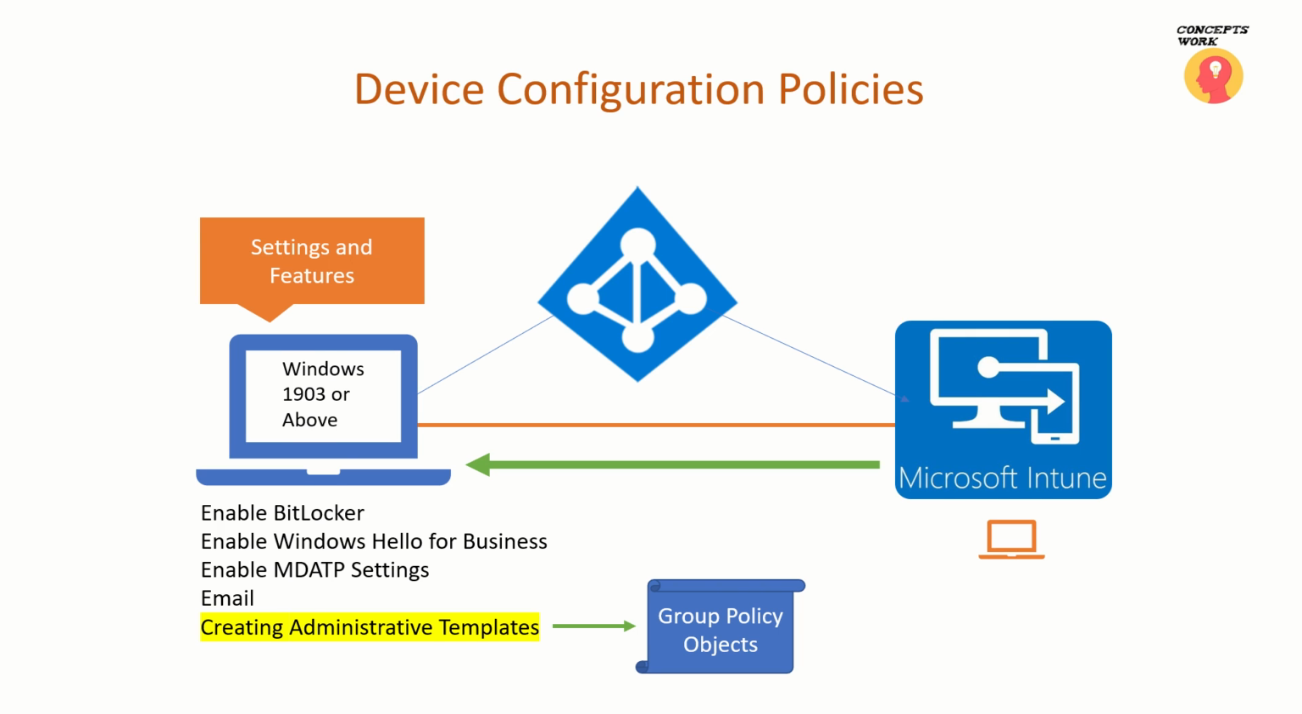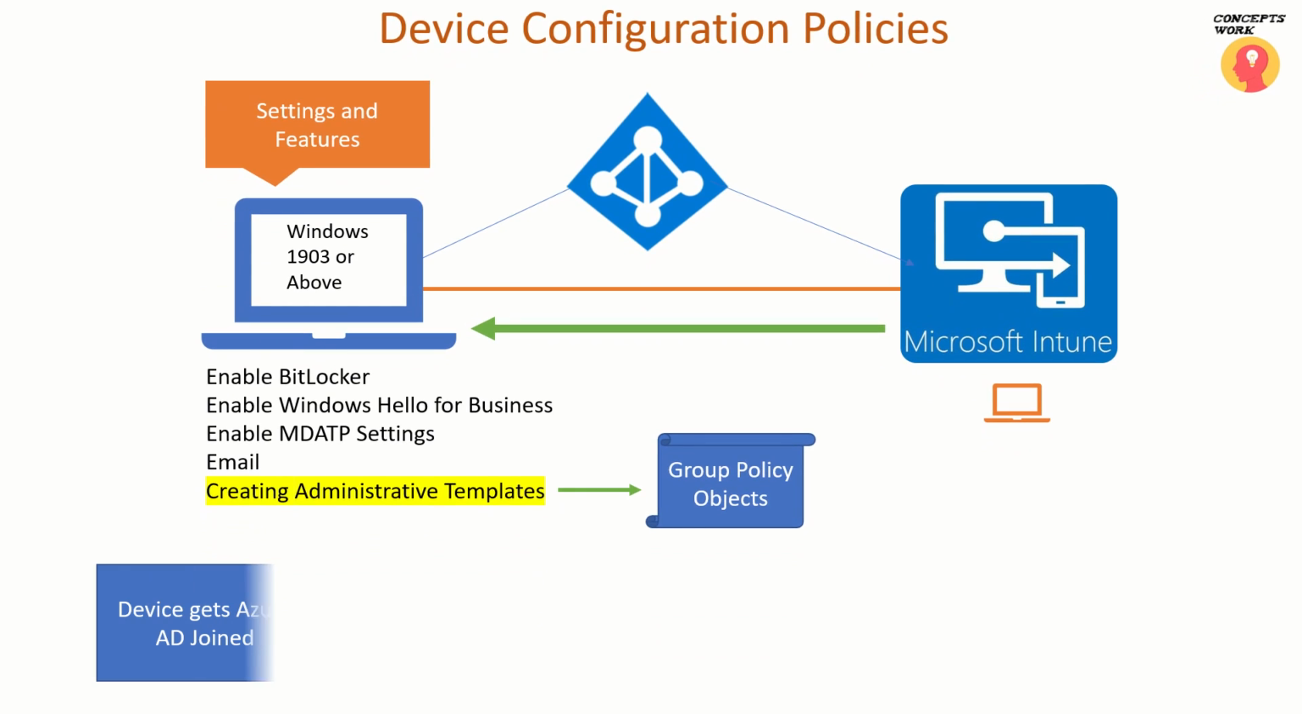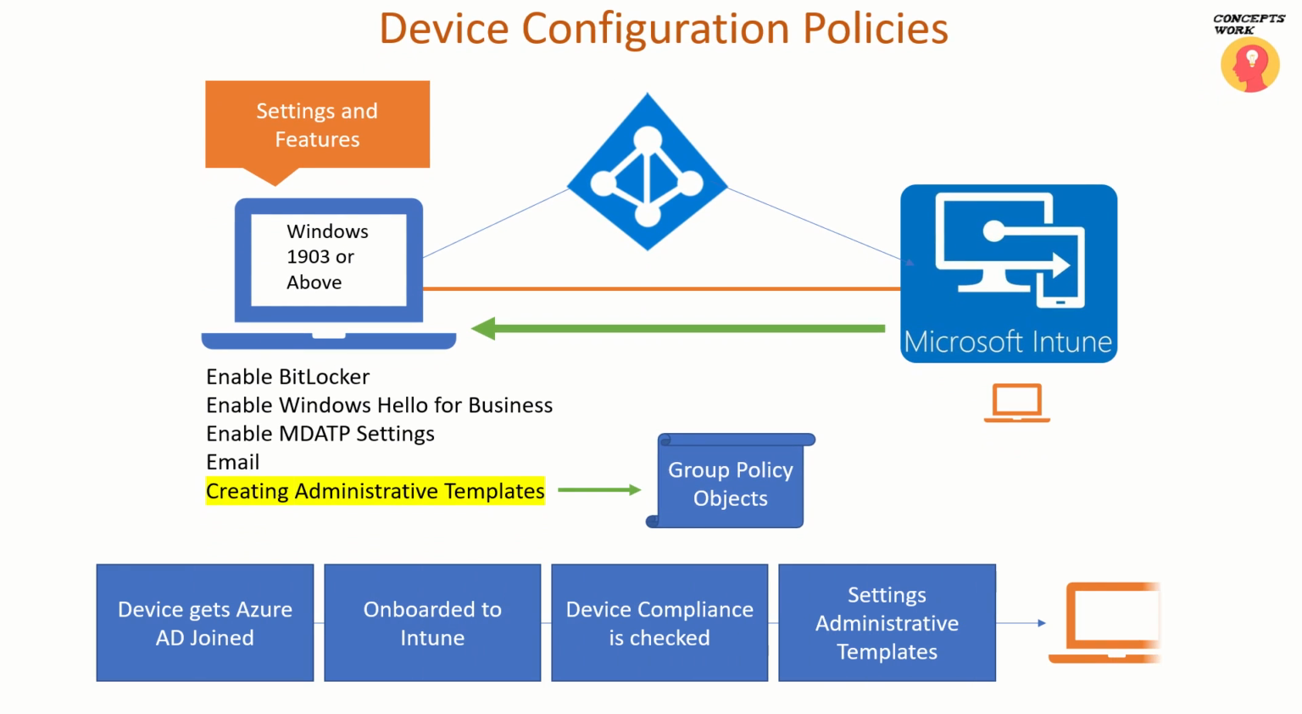So if I talk about a typical workflow of what exactly happens in a nutshell, the device gets Azure AD joined or onboarded to Azure AD. From there, it gets onboarded to Intune. Then device compliance is checked, if you have any device compliance policy scoped for the same device or user, and then all the settings that you have deployed through device configuration policy will get deployed on that particular device altogether. Okay, so this is a typical workflow in terms of knowing how device configuration policies work.